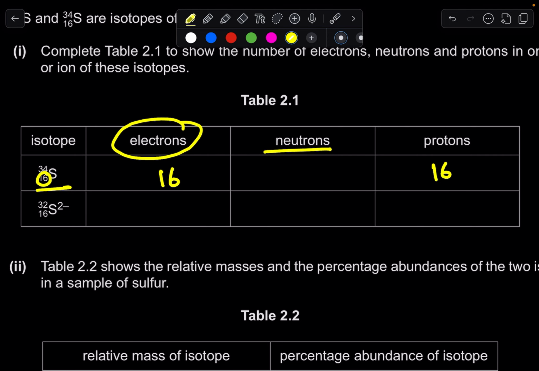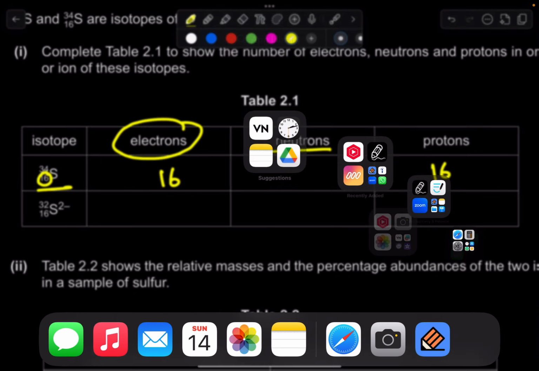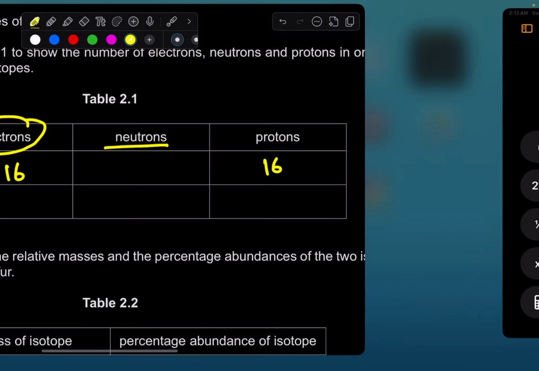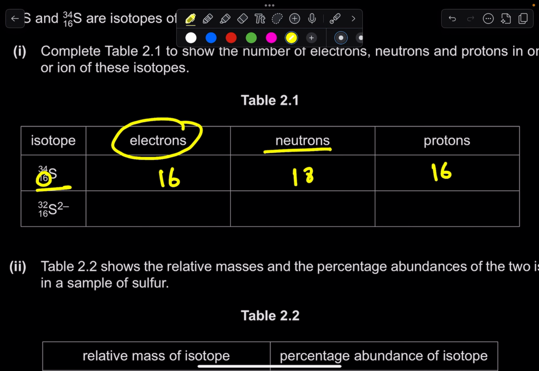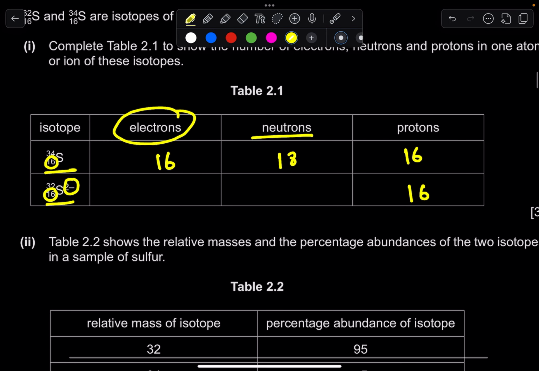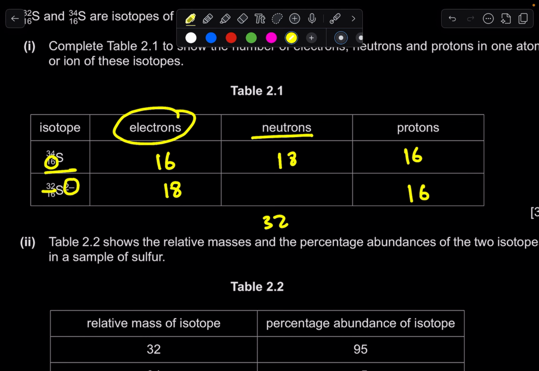For neutrons, it's going to be 34 minus 16, which gives me 18. So 18 neutrons. For a sulfide ion, the protons are always going to be the same, but for electrons, there are going to be 2 more electrons than protons because there's a 2 negative charge. So the number of electrons is going to be 18, and the neutrons are going to be 32 minus 16, because over here we have a 32, the nucleon number or mass number. That's going to give me 16.